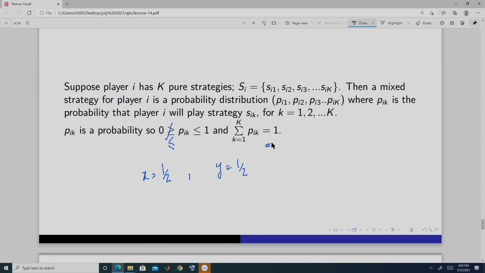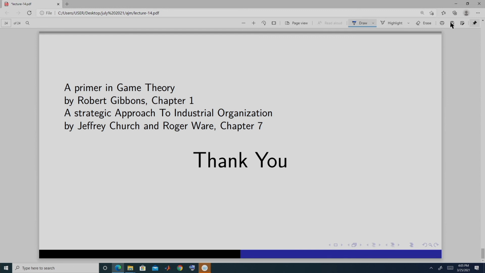We will do one example in the next class, and for this you can read chapter 1 from Gibbons and chapter 7 from Osborne and Rubinstein. Okay. Thank you.